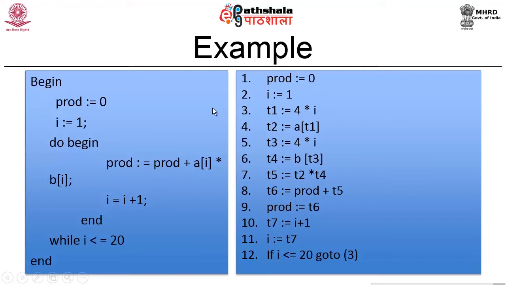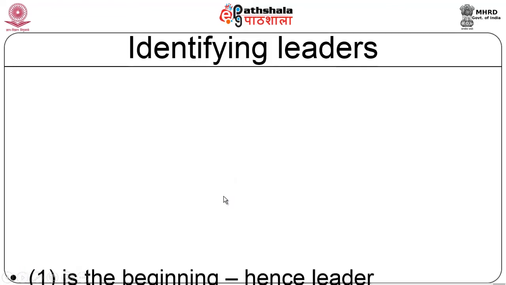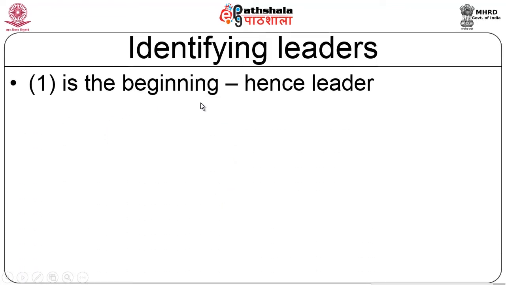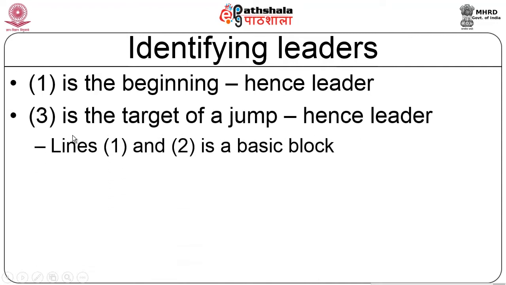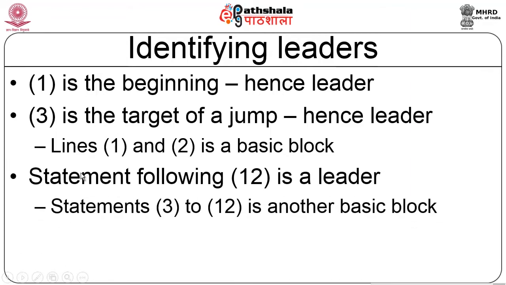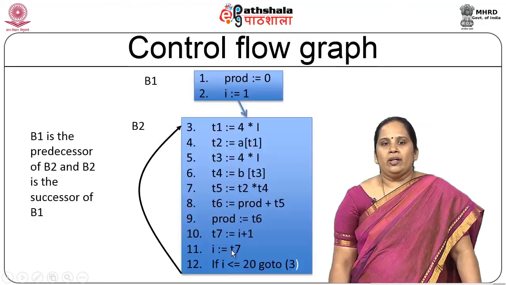Now we know that the first statement is a leader, which is the beginning. Line number 3 is the target of a jump, hence that can also be considered a leader. So lines 1 and 2 will form one basic block, and the remaining will form another basic block. The statement following 12 is a leader, and statements 3 to 12 form another basic block. That is what we have shown here.